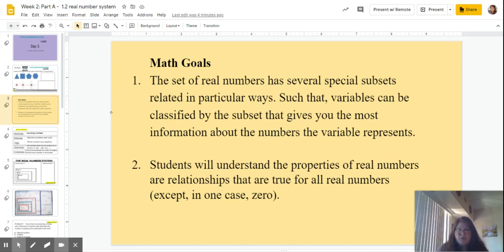For the second one, we need to be able to order real numbers from least to greatest, greatest to least, or also just compare real numbers. They're all going to be written in different forms, but we need to be able to use our properties to understand real numbers.